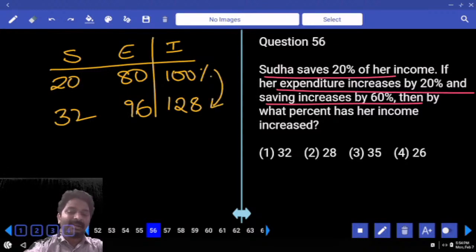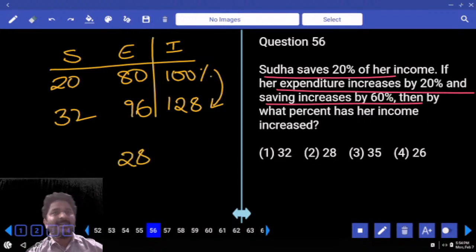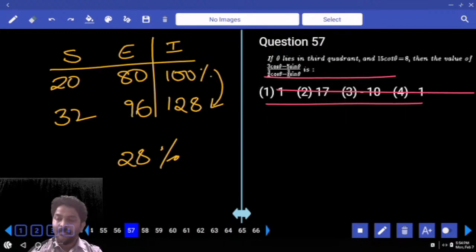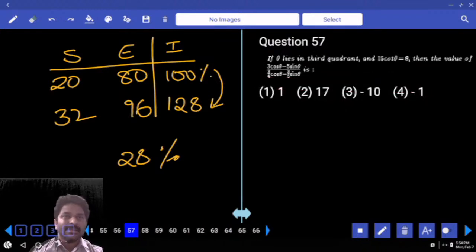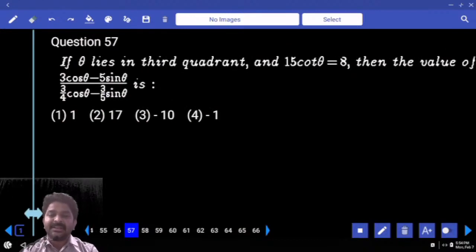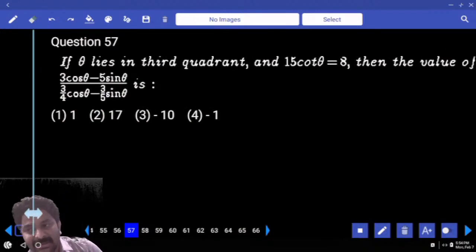Earlier it was 100, but now it becomes 128, an increase of 28 with respect to 100 only. So with respect to 100, number and percentage are both the same. 28% is the final answer. Clear? Right, next. If theta lies in the third quadrant and 15 cot theta is equal to 8, then find the value of the expression.